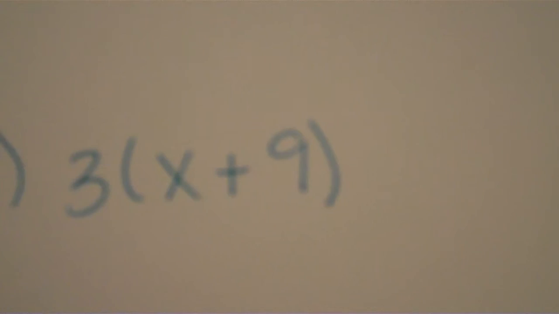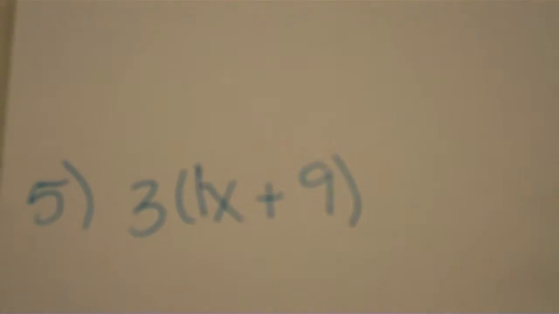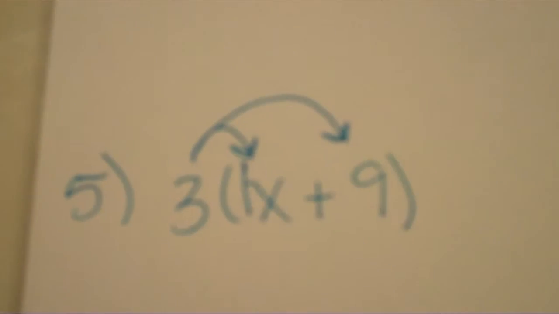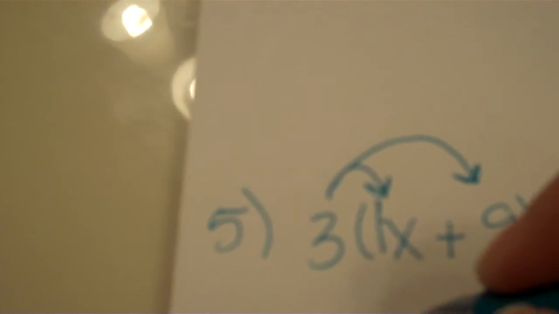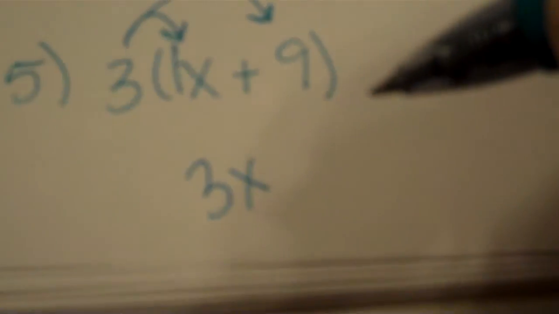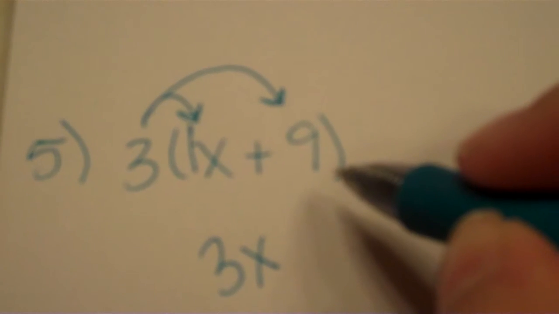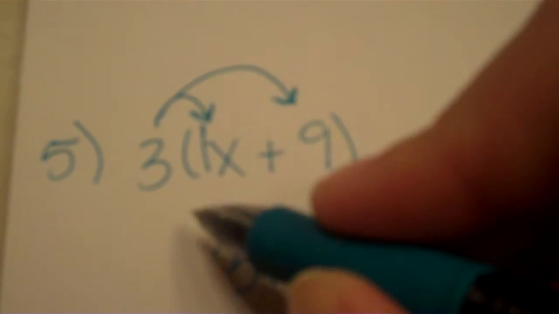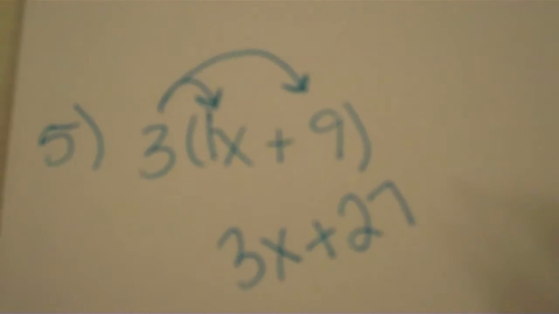All right, 2 more really quick examples. Number 5, 3 parentheses x plus 9. Remember, if there is no number, the number is 1. And then we draw our arrows. And then we multiply. 3 times 1 is a positive 3. And the x comes down. And then 3 times 9 is 27. And then if you're wondering, do I put plus or minus? 3 times 9 is a positive 27. So we put plus 27.